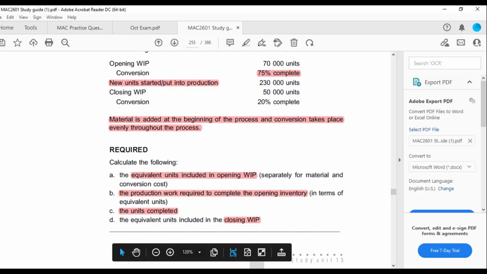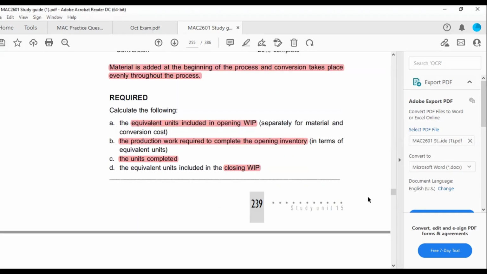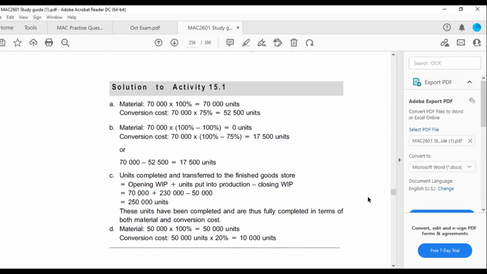Can we look at the solution? Is that fine? Okay. Yes, we can. Okay, awesome.